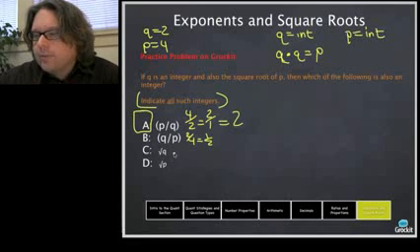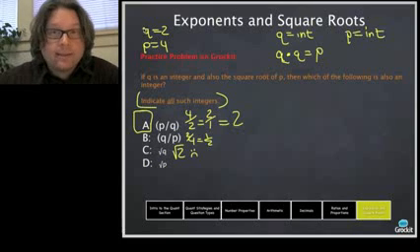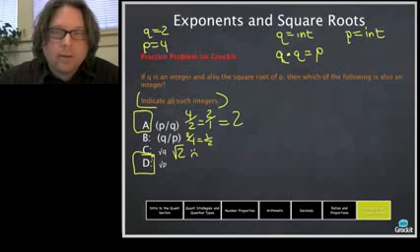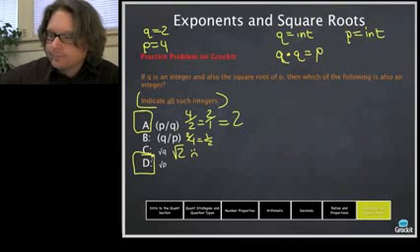The square root of q would be the square root of 2. That's not going to work. But the square root of p we already established is q. We already knew that was an integer, so D is also definitely an integer.